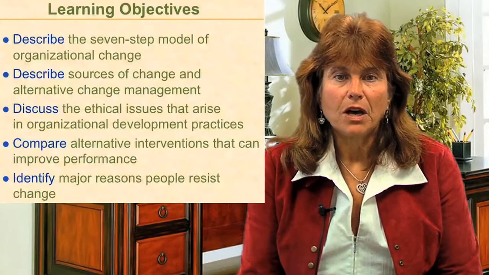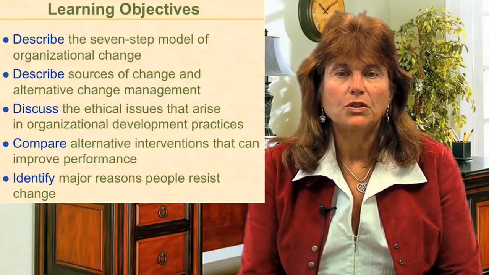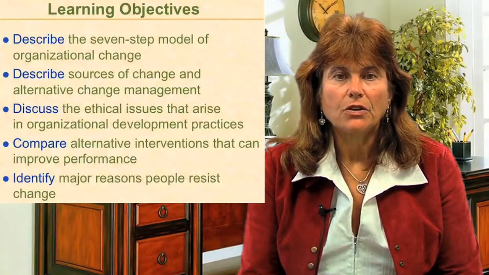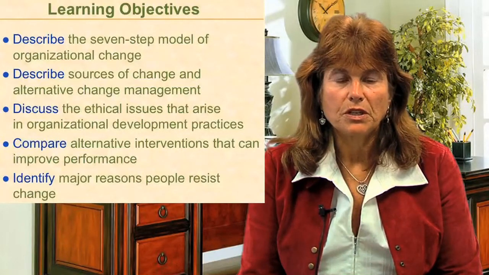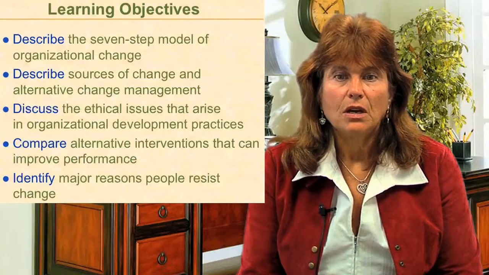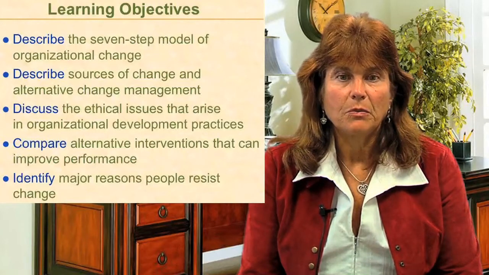Okay, we're moving to the last chapter, chapter 17, when we're looking at organizational processes, which involves managing organizational change and learning. In this particular chapter, we're going to look at a 7-step model of organizational change. We're going to look at sources of change and alternative change management approaches. We're going to discuss, again, ethical issues arising out of organizational development practices.